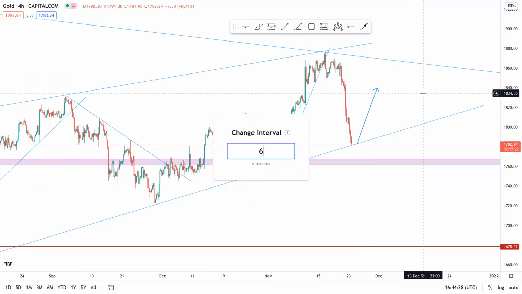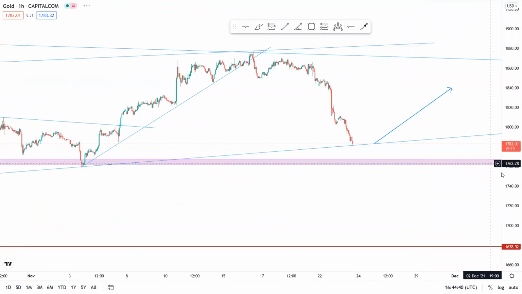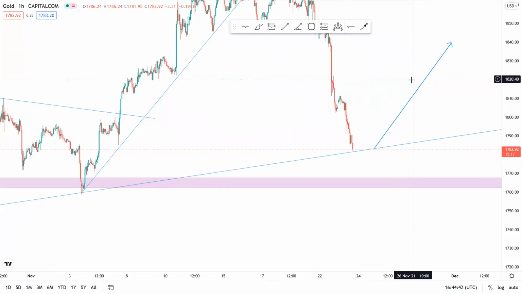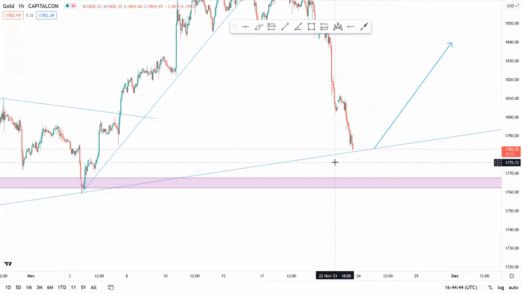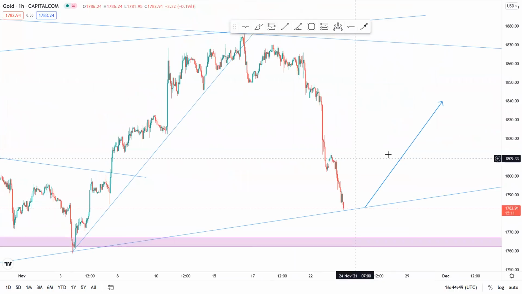So let's go to the 60 minutes time frame. You see the market, it's waiting here. Ask yourself, what is it waiting for? At this point, it's going to reverse. Not going to play no games.